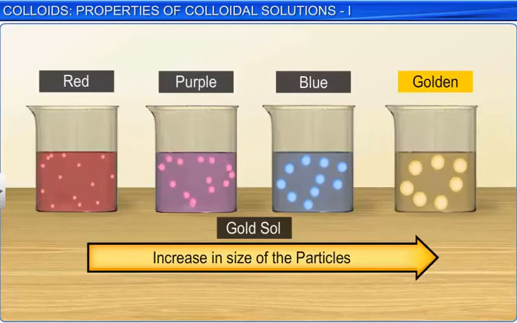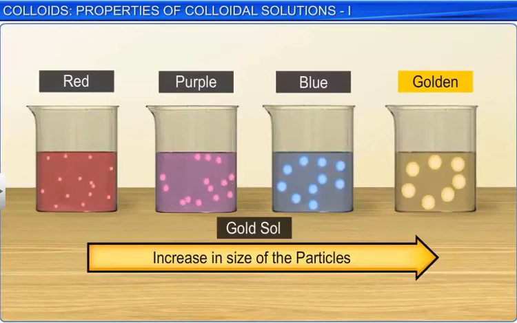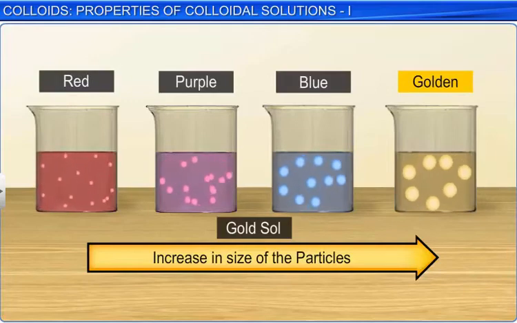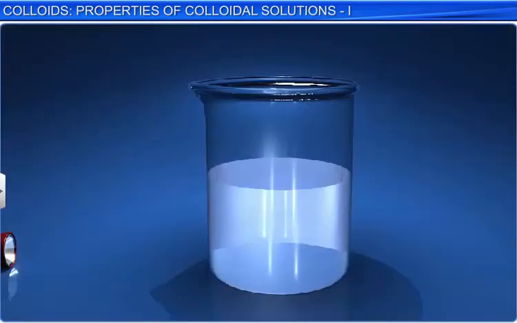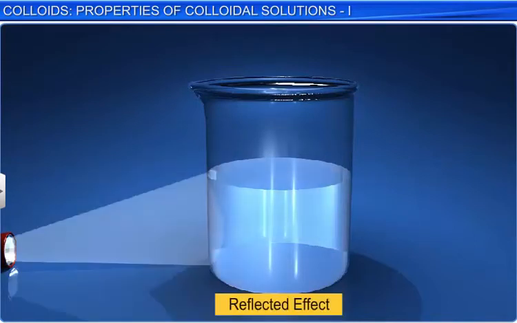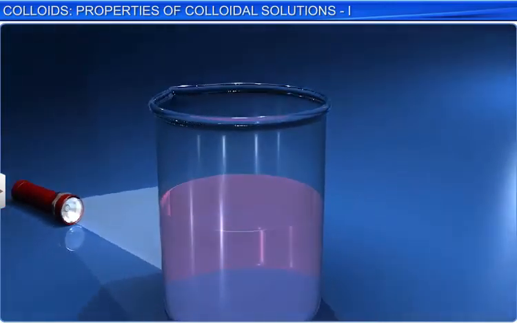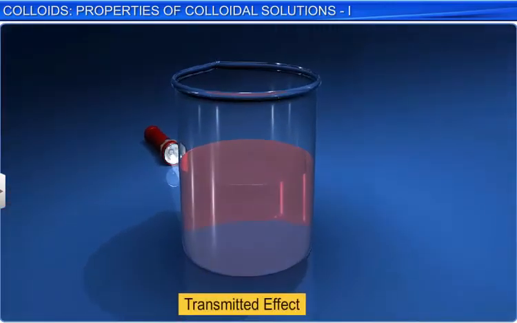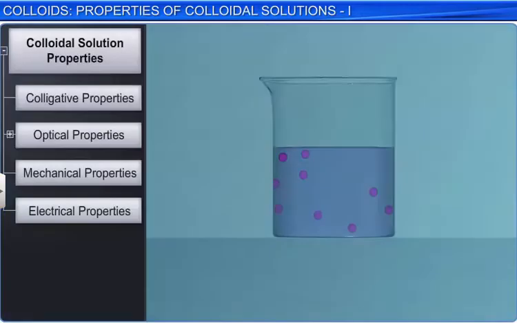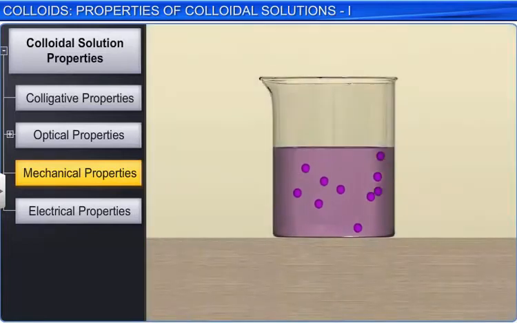The color of a sol also depends upon the manner in which the observer receives the light. For example, in reflected light, an aqueous solution of milk appears blue, whereas it looks red in transmitted light. Let us now learn about the mechanical properties of colloidal solutions. The continuous zigzag movement of colloidal particles in a dispersion medium is called Brownian movement.